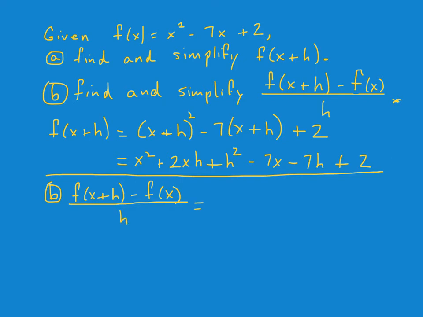Now, there is absolutely no reason to redo the f of x plus h part. So we already know what that is. That was our answer to part A up here. So we can just copy that down. x squared plus 2xh plus h squared minus 7x minus 7h plus 2.